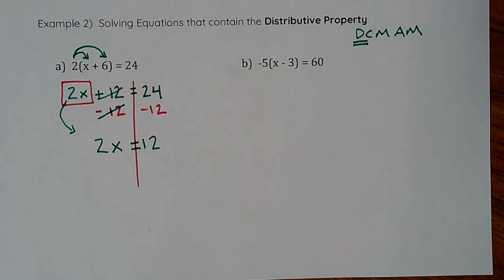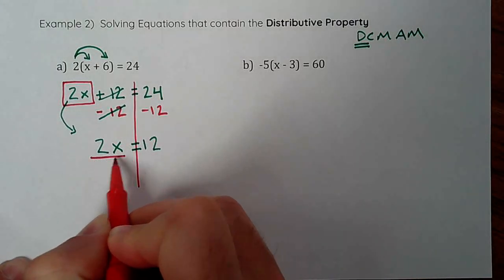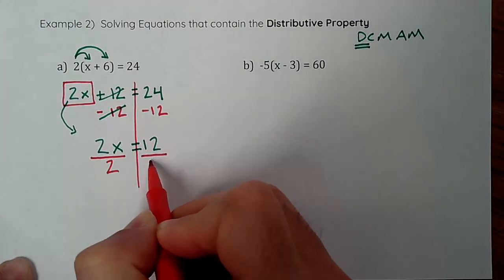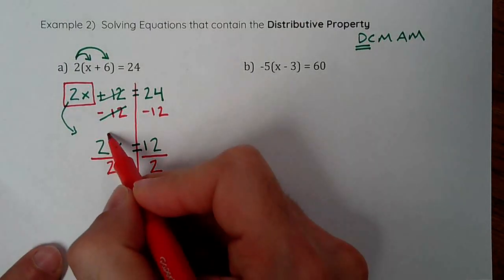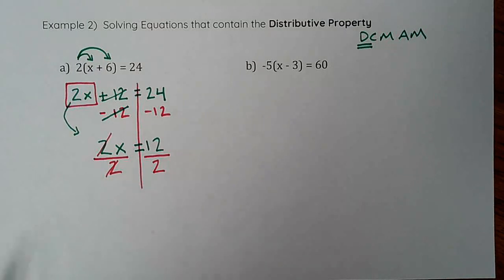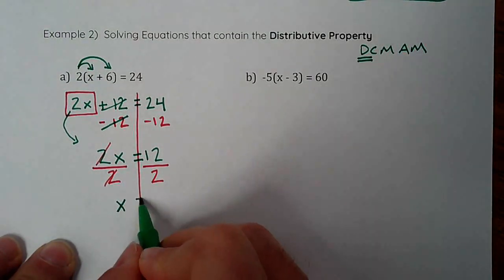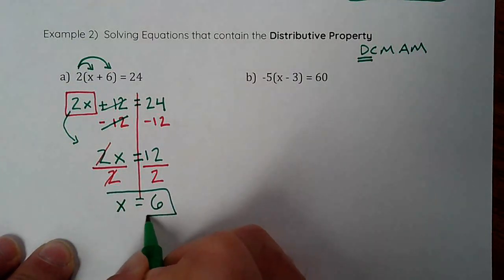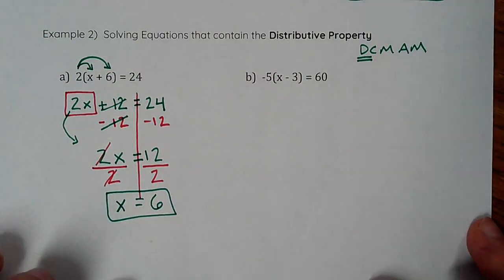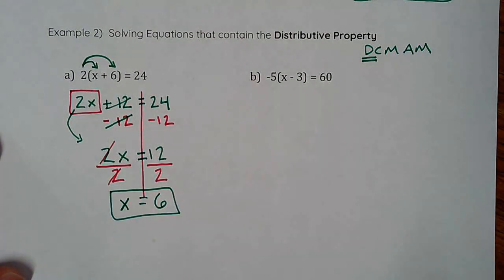My last step is to get rid of or undo the multiplying by 2. So to do that, we will divide by 2 because division is the inverse of multiplication. In doing so, the 2's will cancel, leaving us with x equals 12 divided by 2, which is 6. 6 is the solution to our equation.